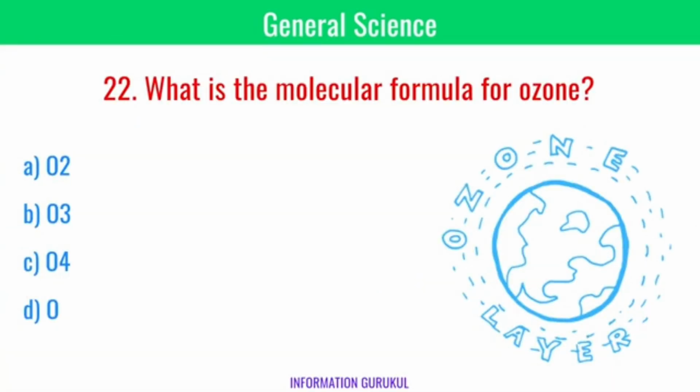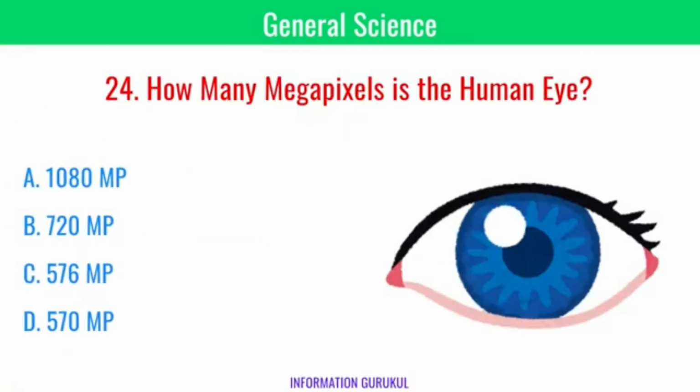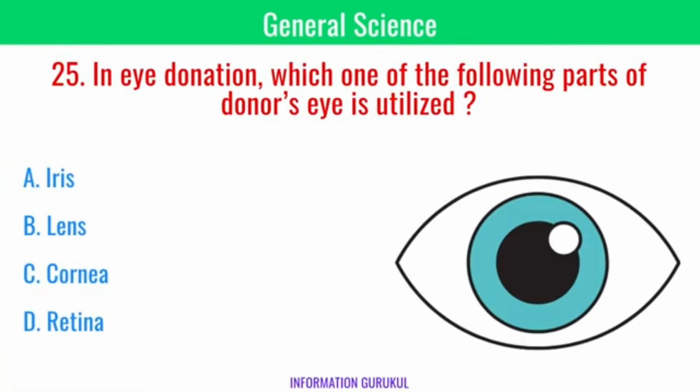What is the molecular formula for ozone? O3. Which acid is commonly found in car batteries? Sulfuric acid. How many megapixels is the human eye? 576 MP. In eye donation, which one of the following parts of donor's eye is utilized? Cornea.